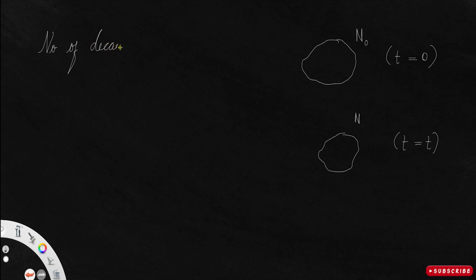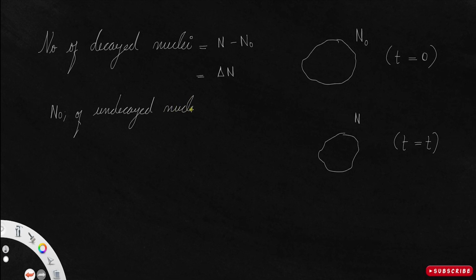Now we have the number of decayed nuclei, which is equal to the final number of nuclei minus the initial number, that is n minus n0, or we can take that as delta n. And we have the number of undecayed nuclei. What is the number of undecayed nuclei? This n is the number of undecayed nuclei.